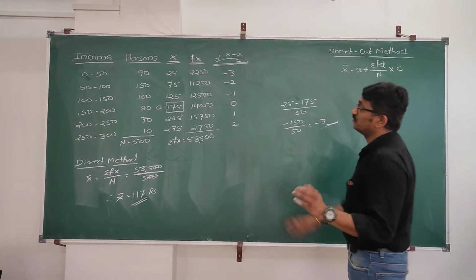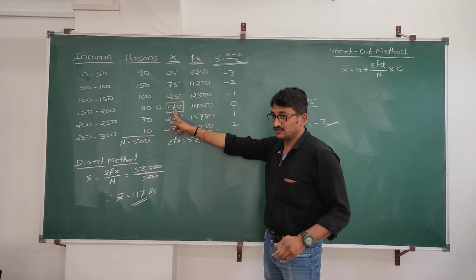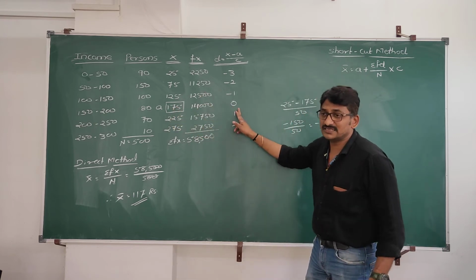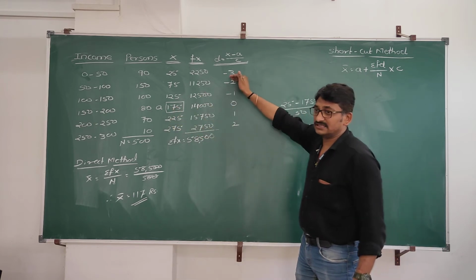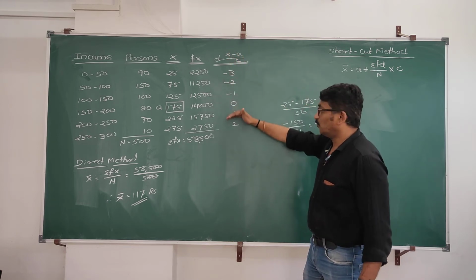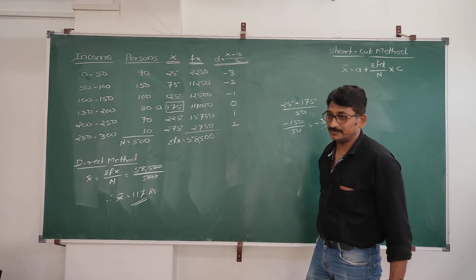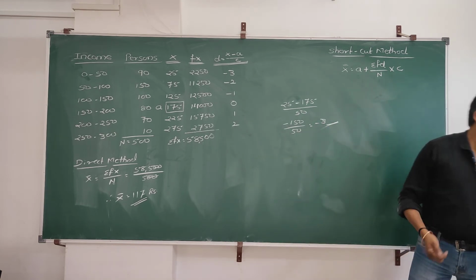Whatever may be the case, don't change the value. Whatever value you are assuming for A, for that the d value is always 0. The upper part is negative, like -1, -2, -3, -4, whatever it may be. The lower part of this 0 is positive, that is +1, +2, +3, whatever. Okay, this is the shortcut method.